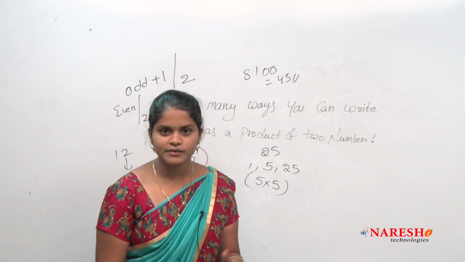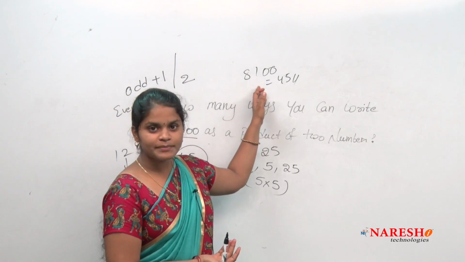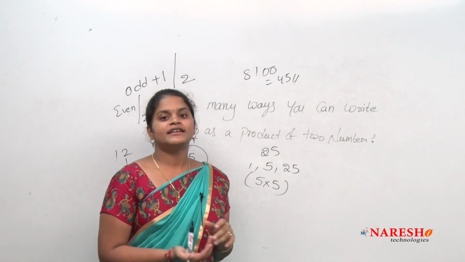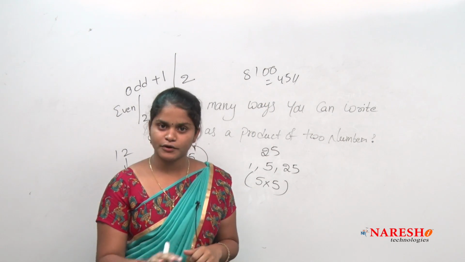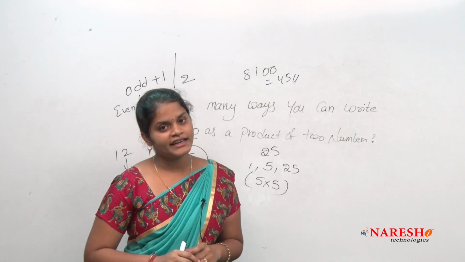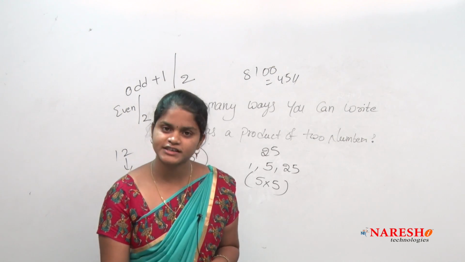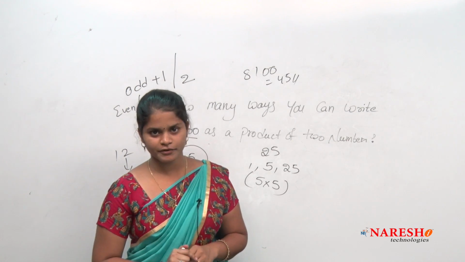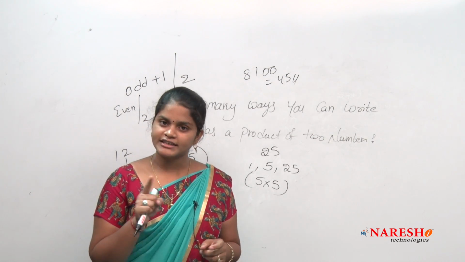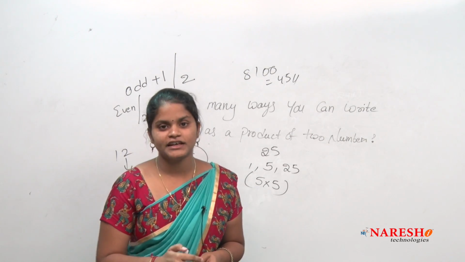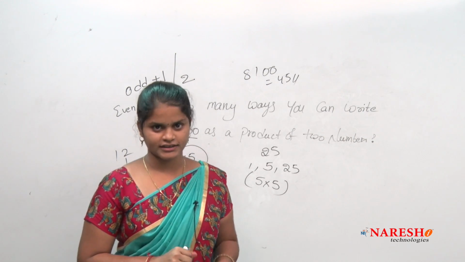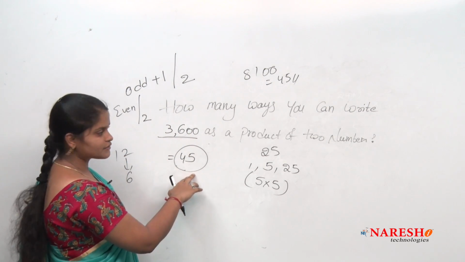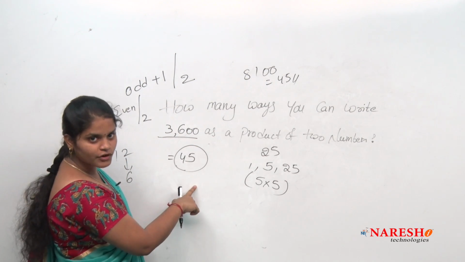Perfect square is nothing but multiplying the number by itself. For example, 2 into 2, 4 is a perfect square. 3 into 3, 9 is a perfect square. 4 into 4, 16, perfect square. When it comes to 2 into 3, it's not a perfect square. You should multiply the number by itself, then it will give you a perfect square. Whenever you see a perfect square, you will get odd number of factors.